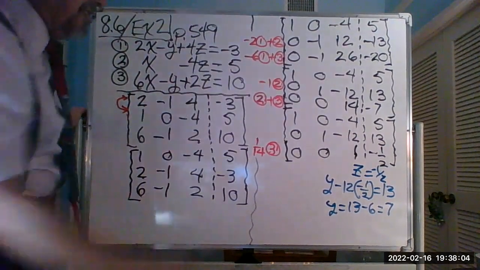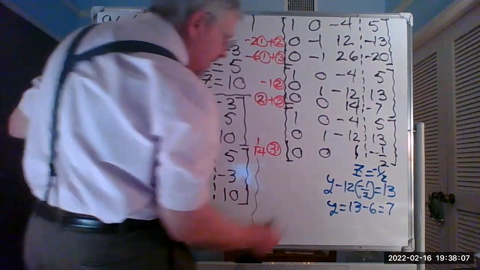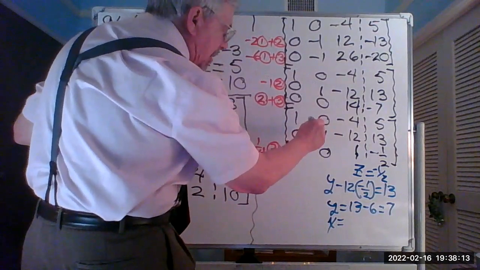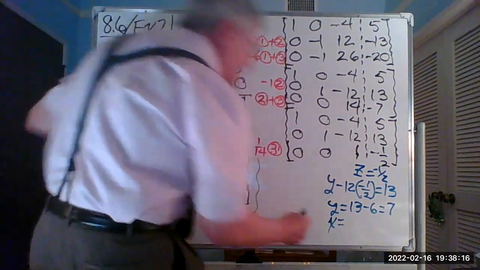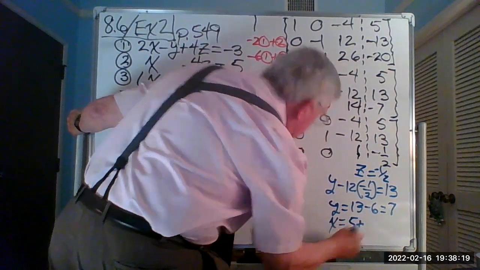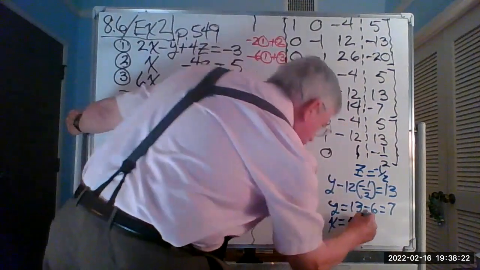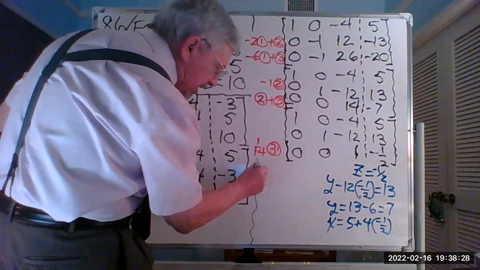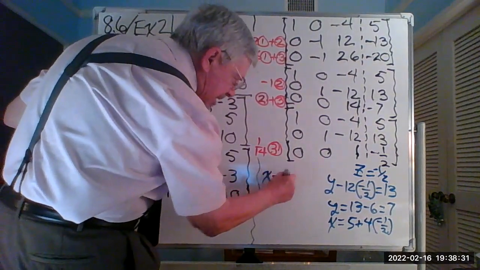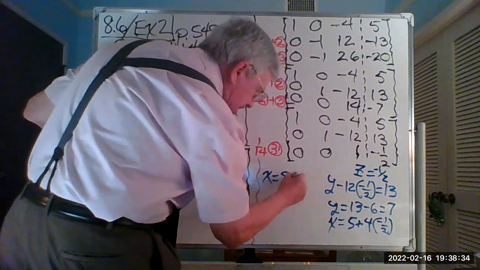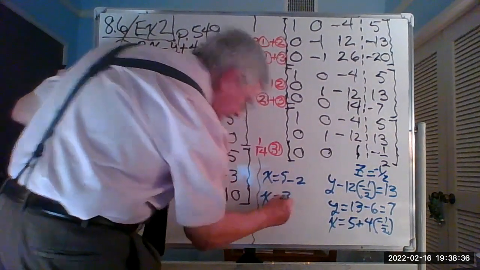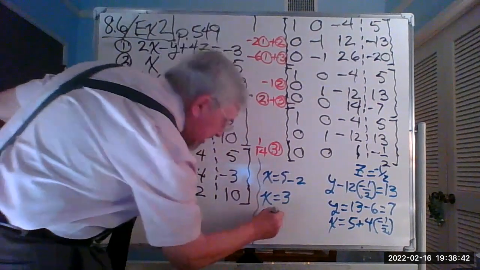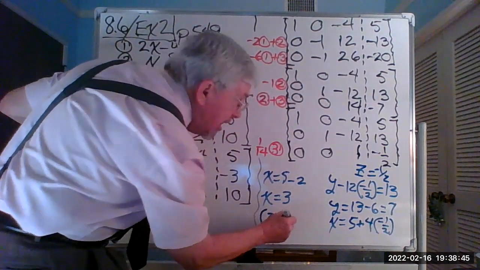Okay, and then I go back into the first equation right here. So in the first equation, x is equal to, I'll get a little bit ahead. So that's the equal sign right there. So I'm going to have 5 plus 4 times -1/2. So x is equal to 5 minus 2. So x is equal to 3. So my ordered triple for the solution is 3, 7, and -1/2.